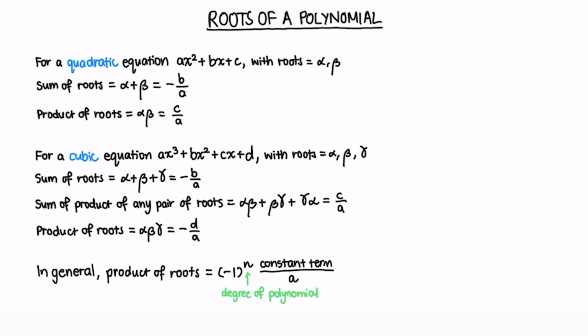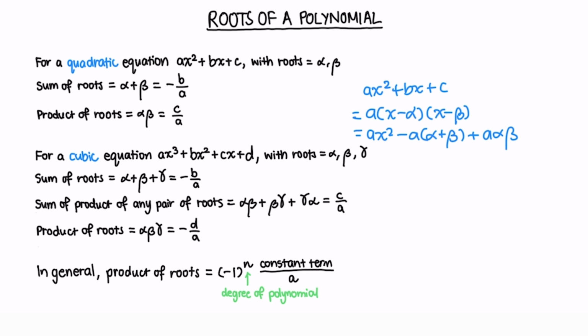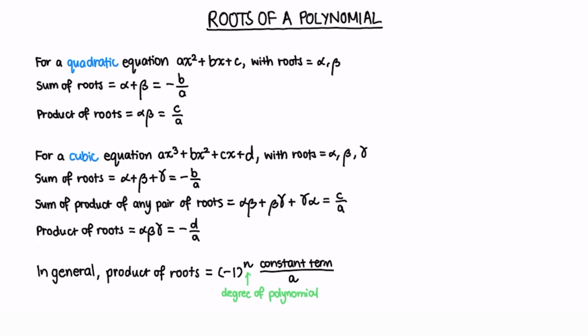Now this may seem a little bit random to you, but the reason why this works is because ax squared plus bx plus c can be written in terms of a(x minus alpha)(x minus beta), again, where alpha and beta are the two roots. And if we expand out a(x minus alpha)(x minus beta), we'll get ax squared minus a(alpha plus beta) plus a alpha beta. As you can see, if we compare the coefficients, the constant coefficient, alpha beta, is just c over a, and alpha plus beta is just negative b over a. That's just how these formulas are derived.